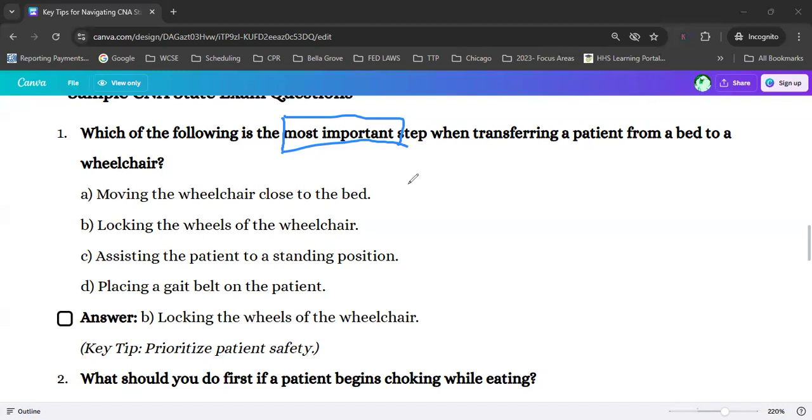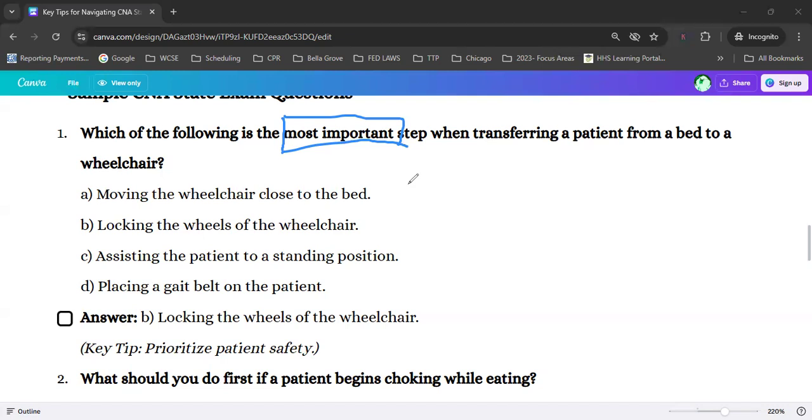But the test question is asking what is most important. Locking the wheels of the chair is going to trump A in a way, because let's say we did move the wheelchair close to the bed, but we didn't lock it. What would happen to our patient? They would hit the ground. Period. That chair is getting wings, right?